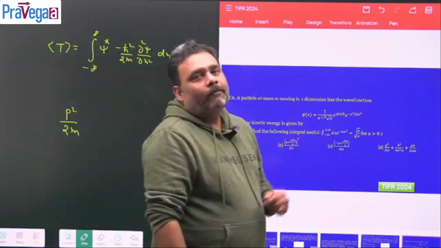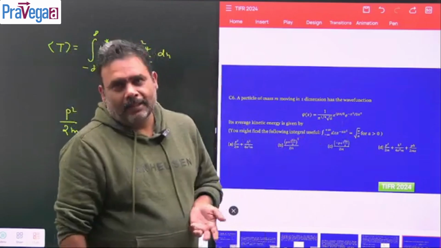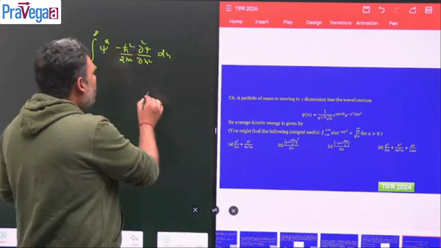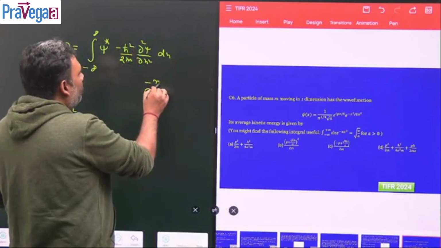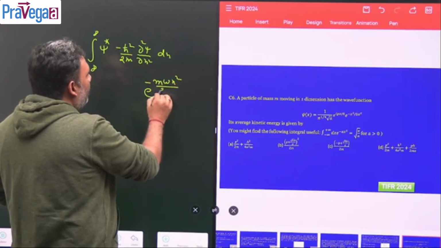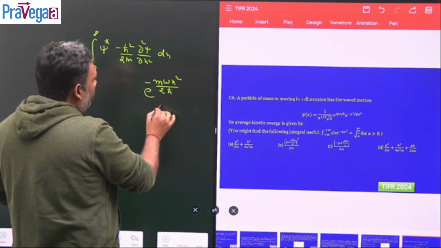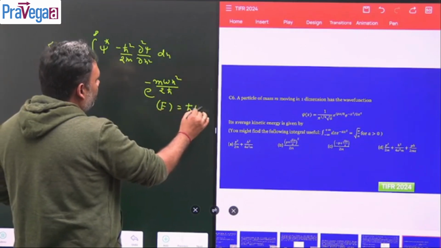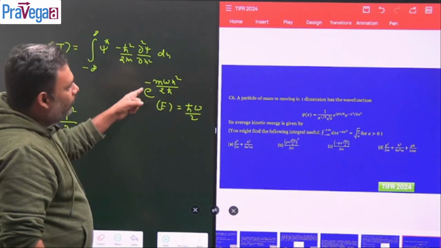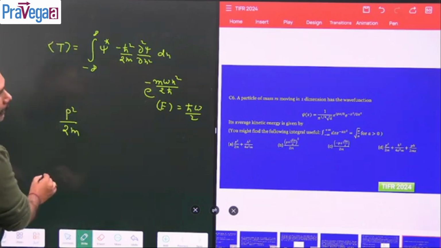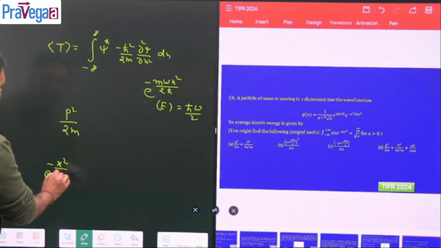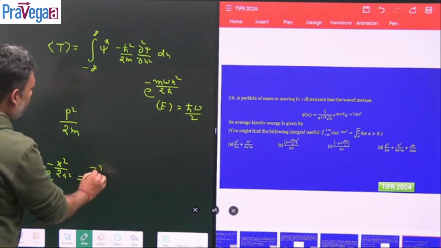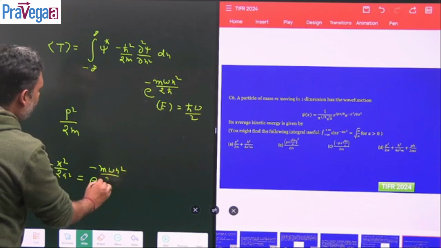Now the other part of the wave function, which is basically Gaussian, is related to the harmonic oscillator. And we all know, if my wave function is e to the power minus m omega x square upon 2h cut, then the total energy is h cut omega by 2. So if we compare these two things, e to the power minus x square upon 2a square is going to be compared with e to the power minus m omega x square upon 2h cut.